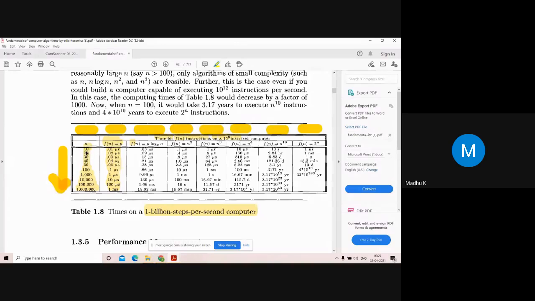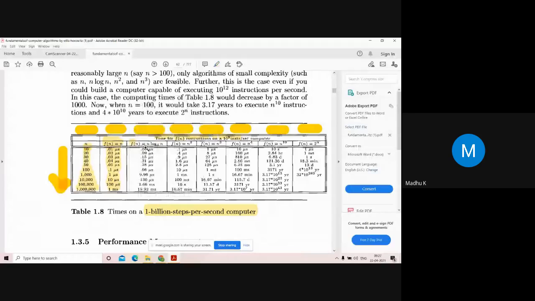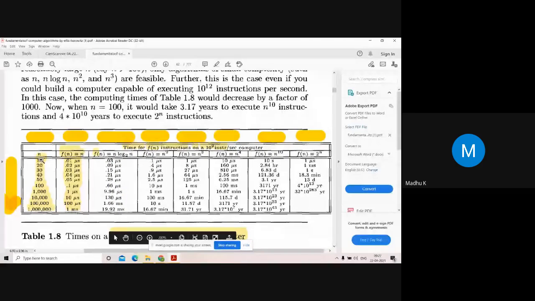Suppose n is equal to 10, you can note this. It's very interesting actually. Then the linear time algorithm will take 0.01 microsecond. It is very low. N log n will take 0.03 microsecond. N squared takes 0.1 microsecond. N cube will take 1 microsecond. N raised to 4 will take 10 microseconds. N raised to 10 will take 10 seconds. And 2 raised to n will take 1 microsecond.